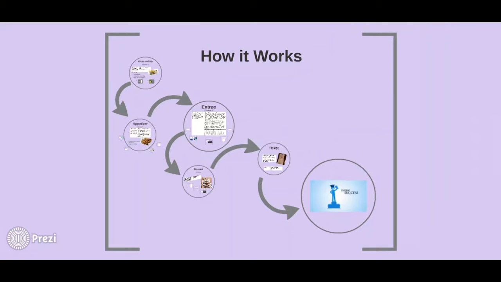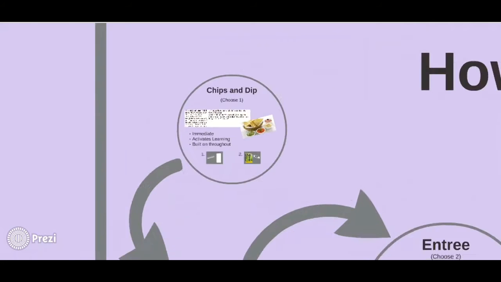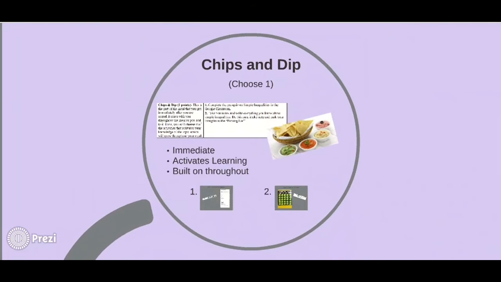So how it works is that students start at the beginning, and they can work in pairs or groups or individually, and they start with the chips and dip. They choose one, and this is the part of the meal that you get immediately when you sit down. So it activates your learning, and it's built on throughout, because you know how you go to a Mexican restaurant or whatever, you get chips and dip, and throughout the meal they still bring you chips and dip, but you've built on that, and you've built on those options. So that's kind of what this is about.